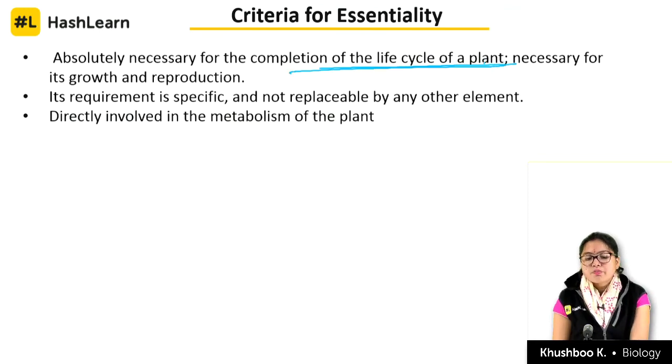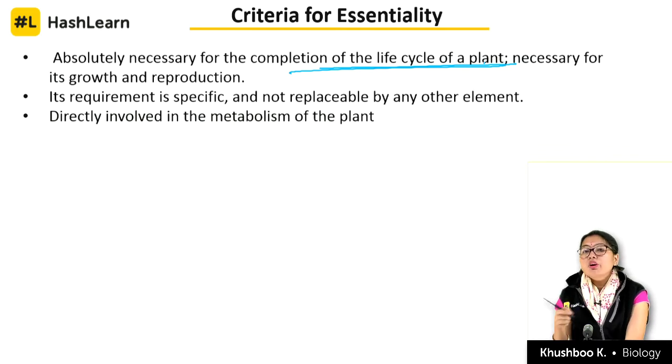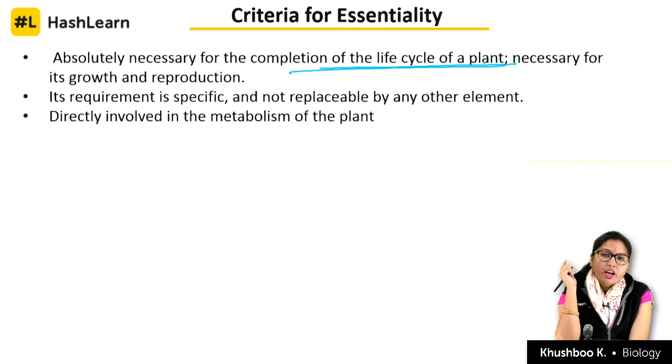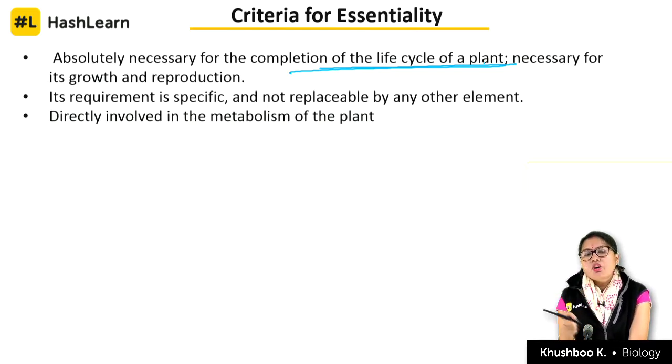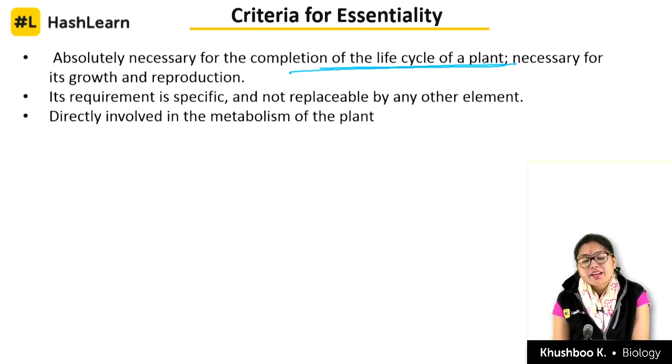Okay, so this is important. That means without that particular nutrient, the plant should not be able to grow and reproduce. Obviously, any element which is essential will show an impact on some of the essential life processes, and overall it will impact the growth and reproduction of the plant. That will make it an essential nutrient. Now the second point: its requirement is specific and not replaceable by any other element.